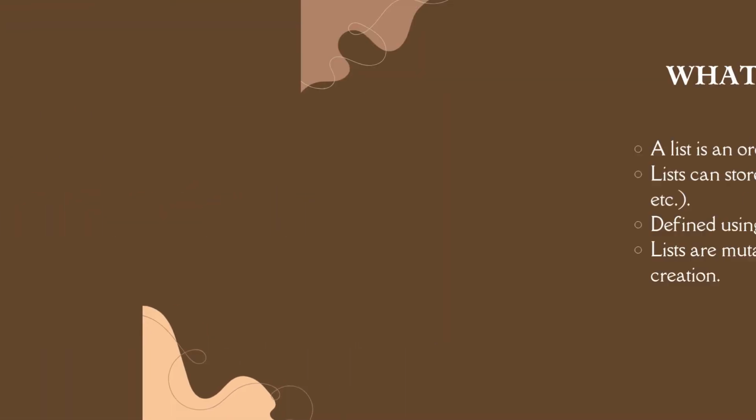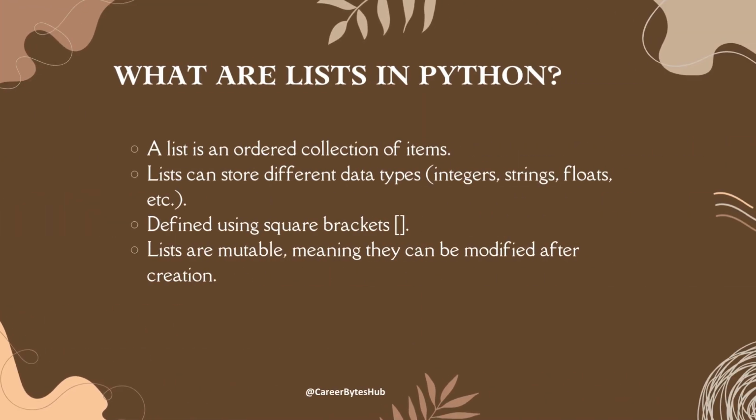Let's dive in. As we have seen that strings are immutable, meaning they cannot be changed after creation, now we are moving to lists, which are different. A list in Python is a collection of items stored in a particular order. Unlike strings, lists are mutable, meaning we can modify them. Lists are created using square brackets, and can hold different types of data, including numbers, strings, and even other lists.